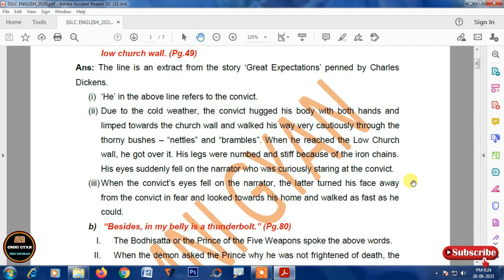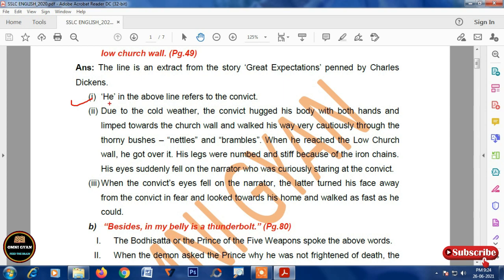So the first question for answer number 1 is 7A. For this particular question, I'll just read out a few of the questions so that you can verify with your question papers. All right, the first question here is, who is he, for 1 mark.